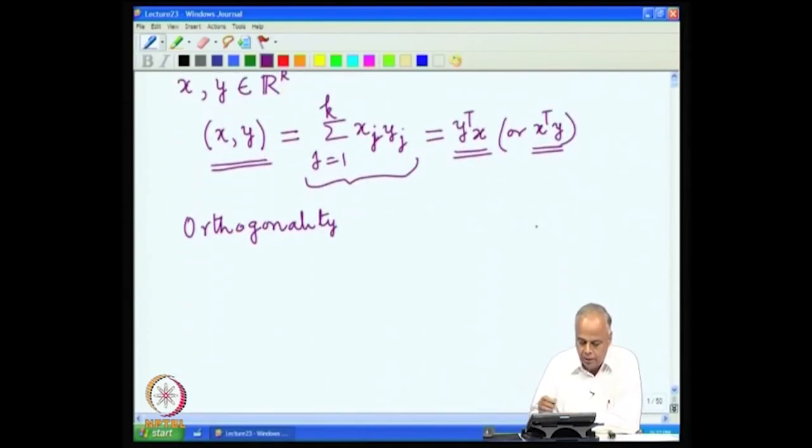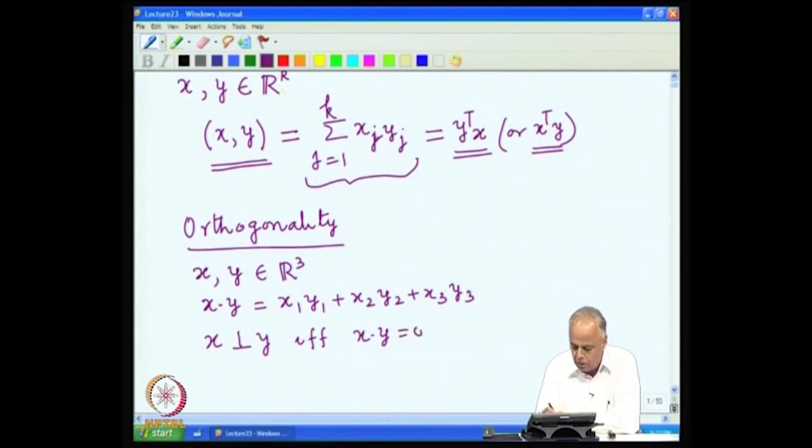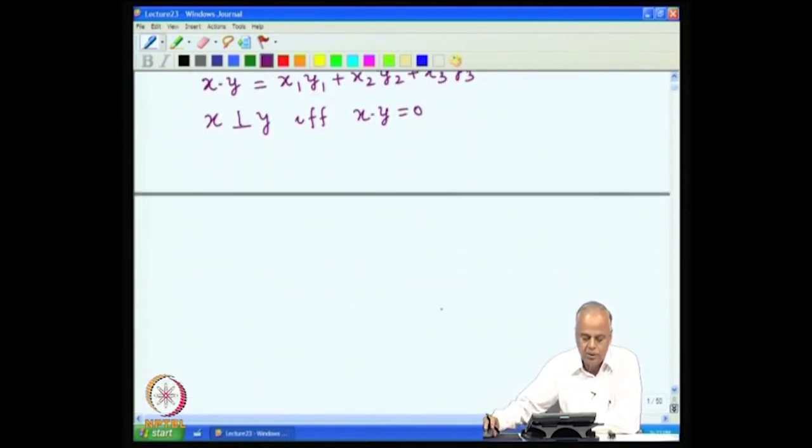What do we mean by this? Suppose we take two vectors in R^3, for example, then we had the dot product in our earlier vector calculus courses, which we defined as x1y1 plus x2y2 plus x3y3, and we found in the normal Euclidean geometry the x and y are perpendicular to each other if and only if this dot product becomes 0. And we now generalize this notion to R^K using this inner product.